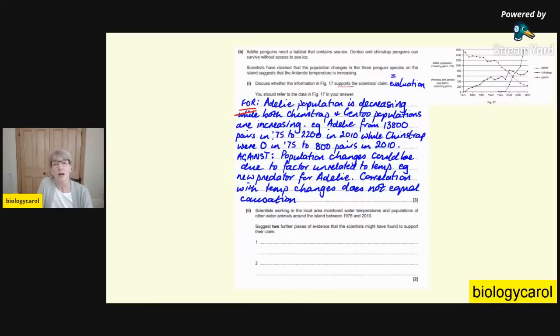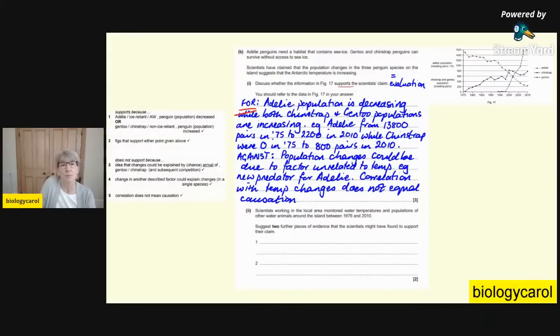And I then went on to say that correlation with temperature changes does not equal causation by temperature changes. So that's where I put. So I got these mark points. I actually got 4 marks for my answer. Obviously, I would have only got 3.